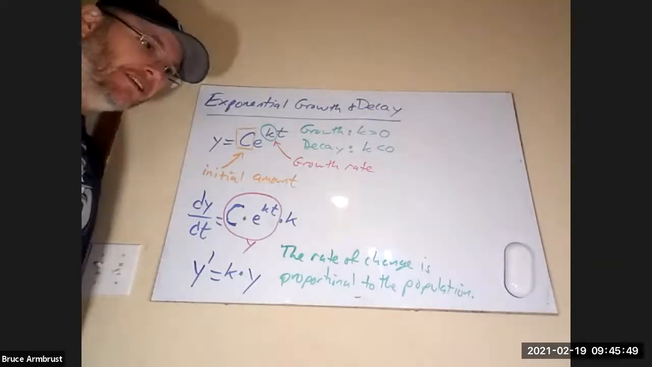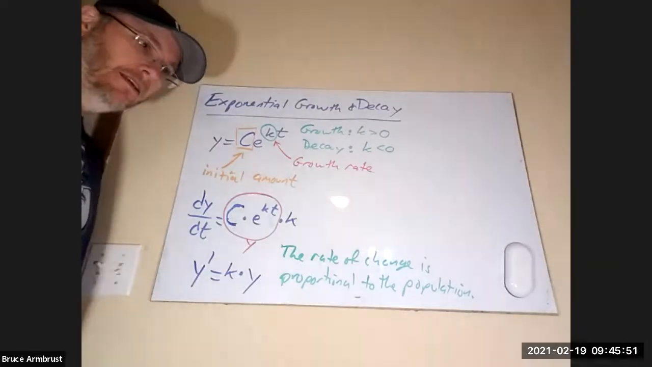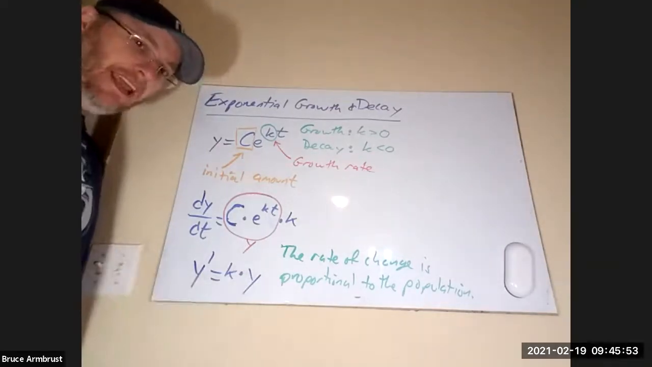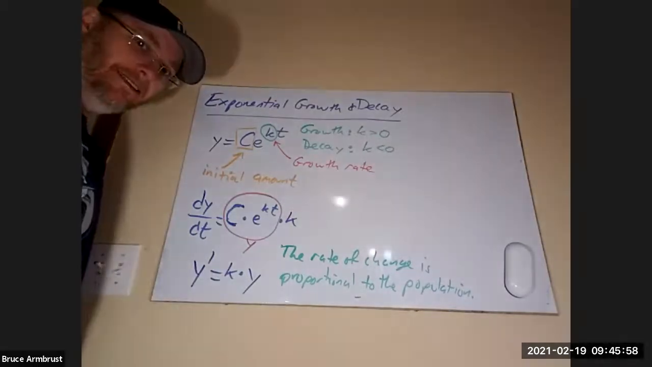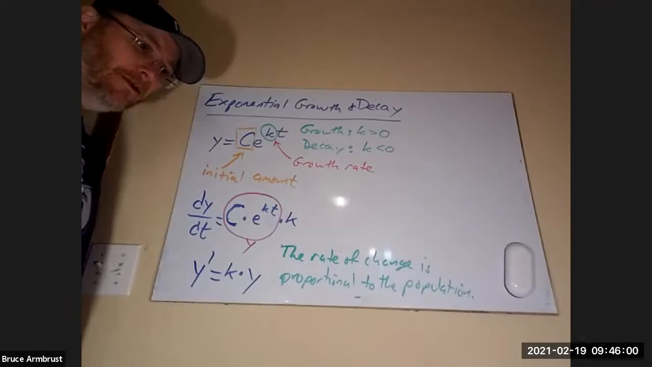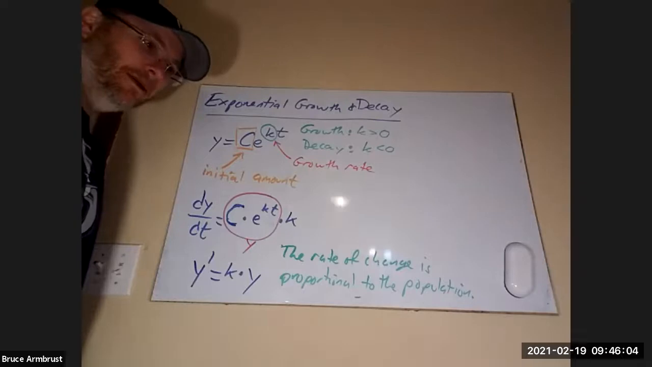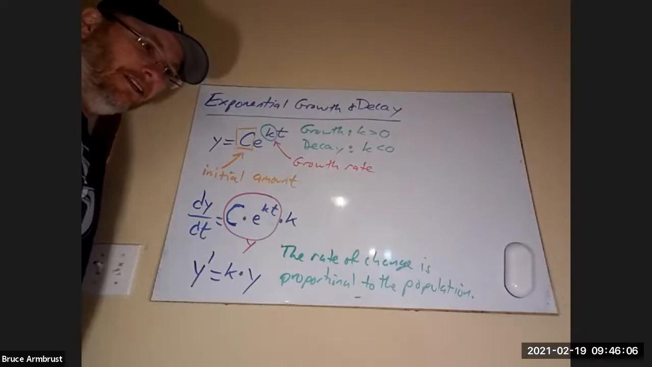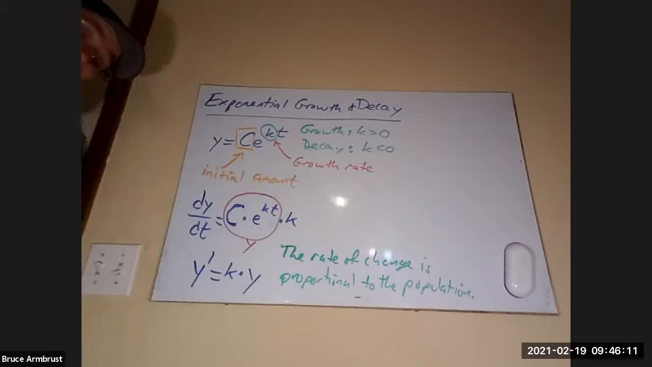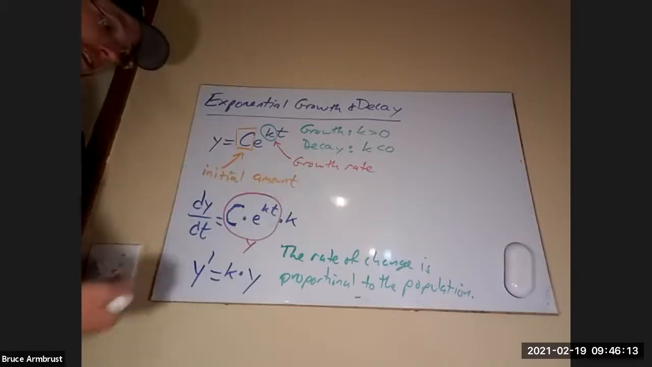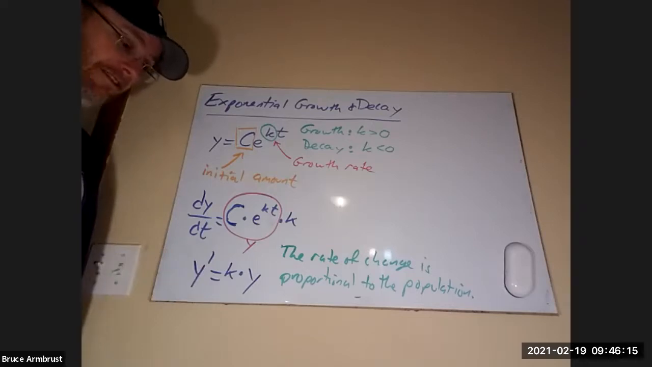You know that old adage, it takes money to make money? That's exactly what this is saying. The more money you have, the faster it's going to change. So the more money you have, the faster it grows, right? That's why if you're a billionaire, you'll be a billionaire forever. Because it's just going to grow really quickly. All right, well, this is what the calculus shows you, that the rate of change is proportional to the population.